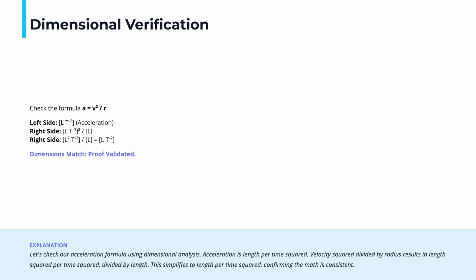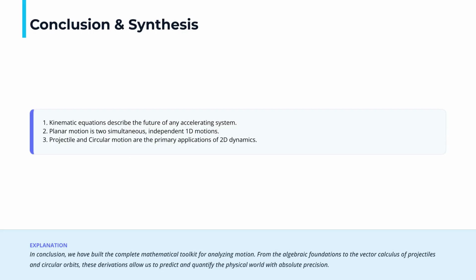We verified the centripetal acceleration formula using dimensional analysis. Both the left side and the right side simplify to length per time squared, confirming that the mathematics are physically consistent. In conclusion, we have developed the full mathematical toolkit for planar motion.